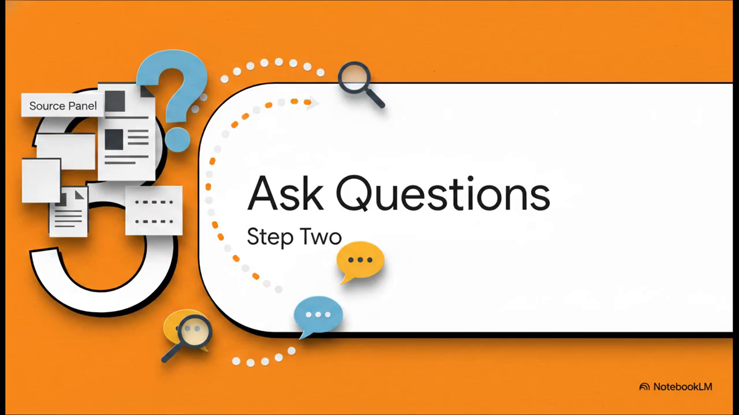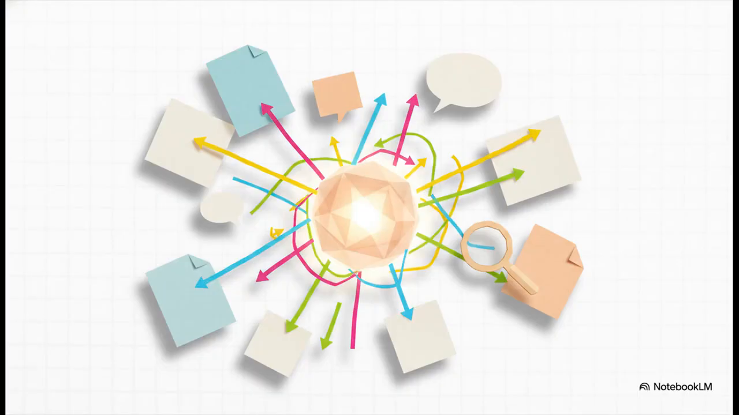Section 3, Step 2. Ask questions. Let's see how this builds on that incredibly strong foundation we just set up in the source panel. We're moving from the left side of the screen right into the center panel. Notice the shift here. We're going from passive storage to active synthesis. Once your carefully chosen documents are securely loaded up on the left, you jump into the chat panel in the center. This is where you actually converse with your sources.